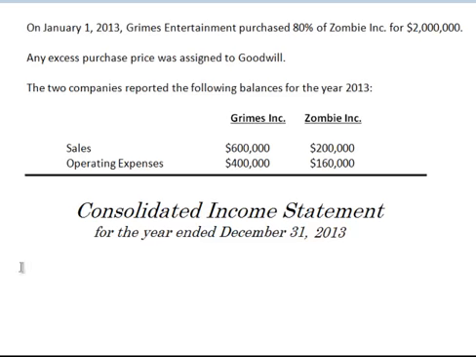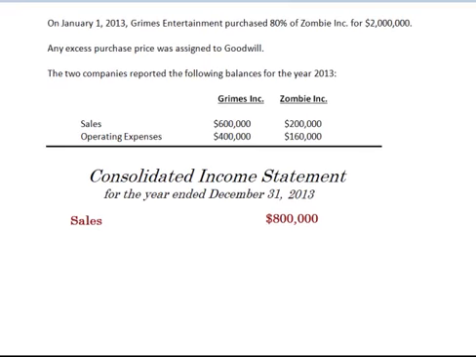Okay, so again, the rule was bring over 100% of the subsidiary's revenues. So of course the parent gets all of its own revenues plus 100% of Zombie's, so the consolidated revenues should be $800,000. Next you move to expenses. Again, the rule, bring over 100% of Zombie's expenses, so as you can see on the screen, consolidated expenses should be 400 plus 160, so 560. And recall that our new subtotal is called consolidated income. So 800 minus 560 would be 240,000.